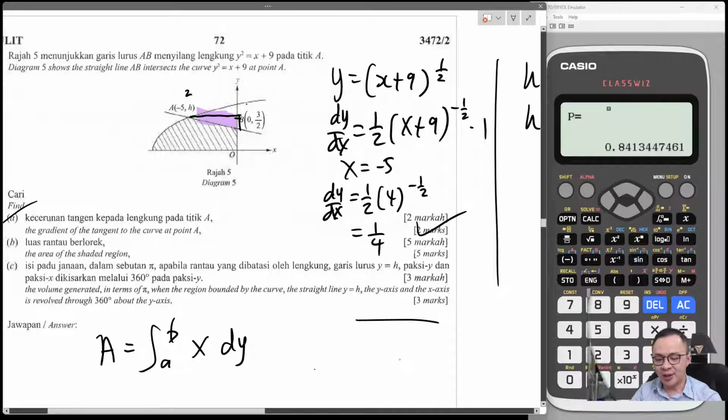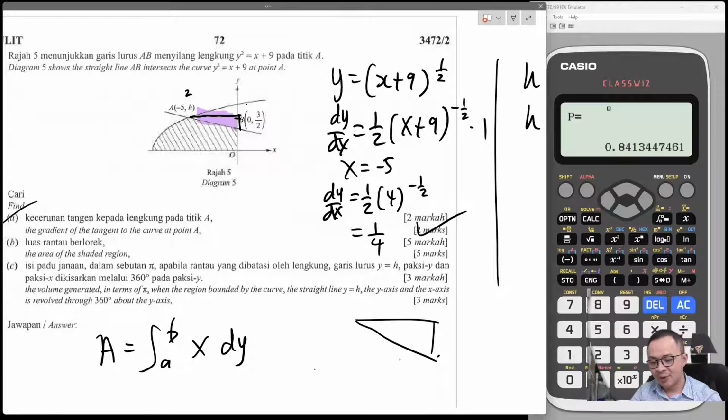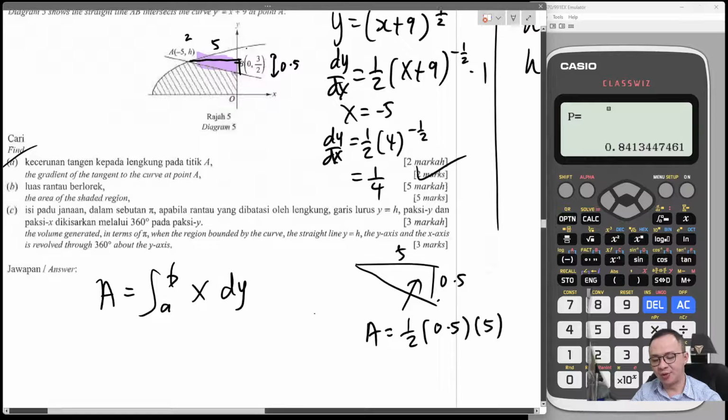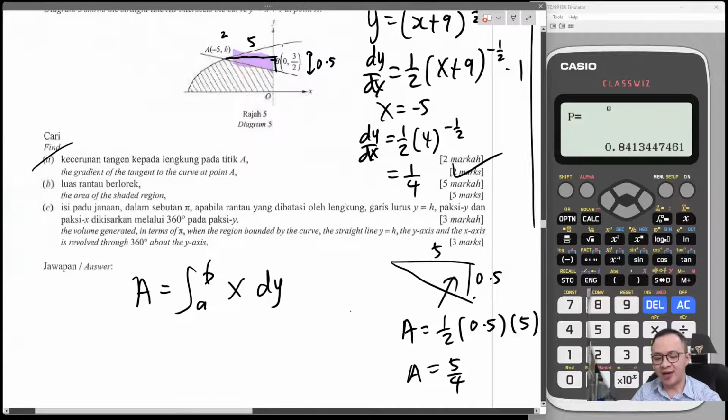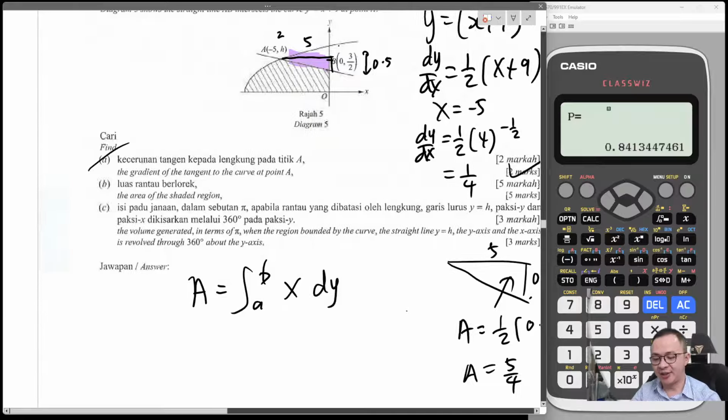Then the triangle is quite easy to find, right? Because here is from 1.5 to 2 is 0.5. And then here is 5. So this is 5, this is 0.5. So this area of triangle is half times base times height. So it should be 5/4, right? Okay, after done the area of triangle, now I can find the area of shaded region.